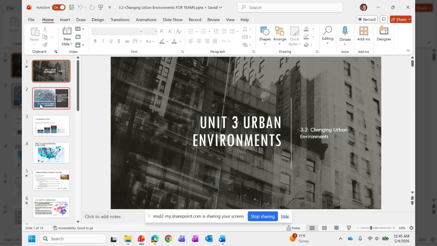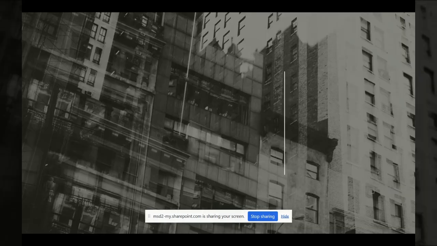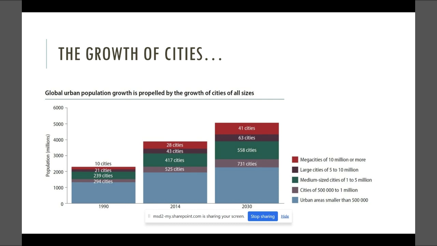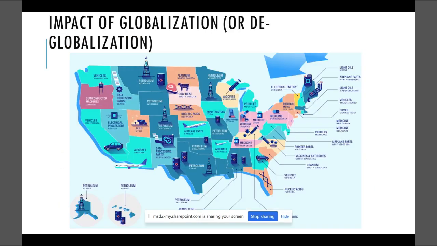All right. Topic one has a lot to it. So we'll move on to changing environments, which has a little bit fewer things and is more process oriented. We're going to talk about urbanization, which relates to centripetal population movements and centrifugal population movements such as suburbanization and counter-urbanization. This is just a nice little graph that shows the growth of cities over time. You see cities are growing and expected to grow more and more by 2030.